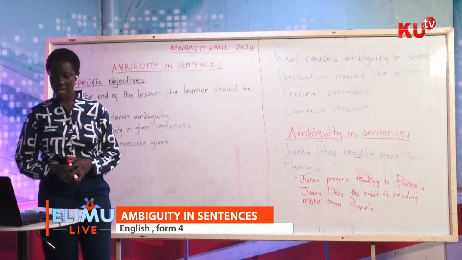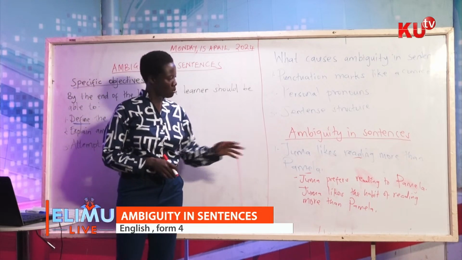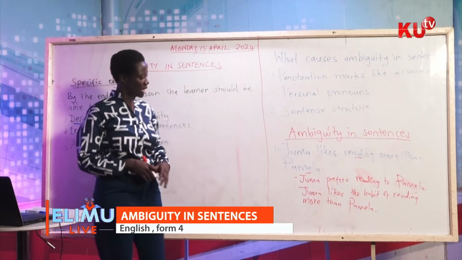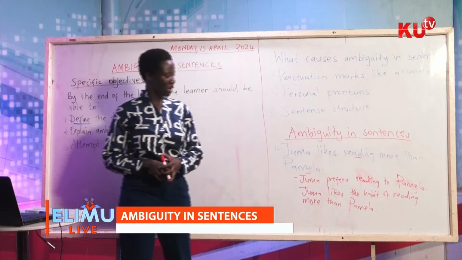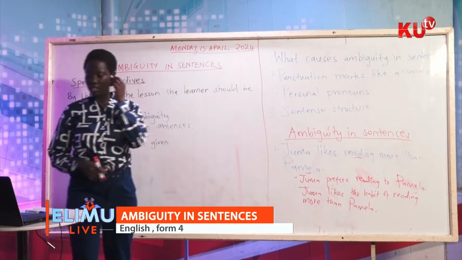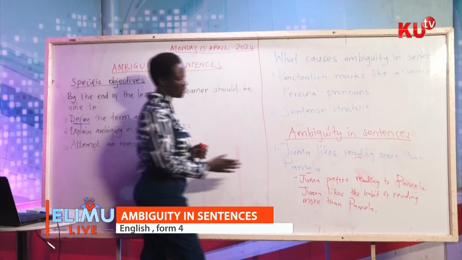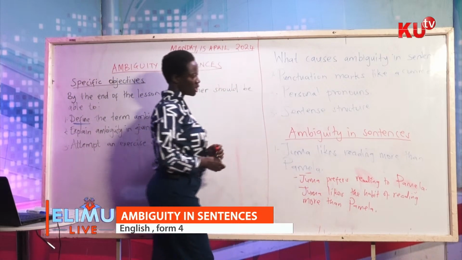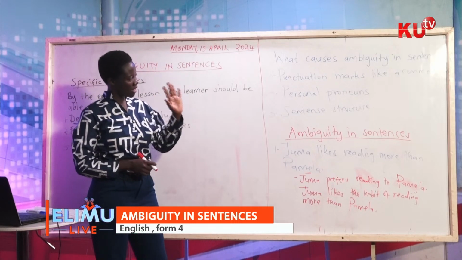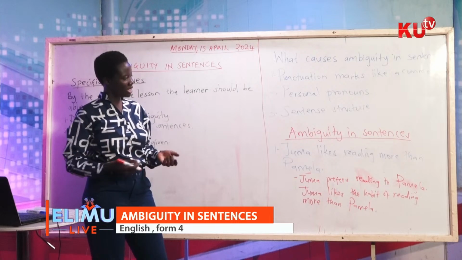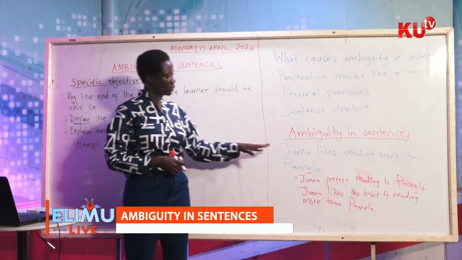Then when you come to the second meaning of the statement, Juma likes reading more than Pamela. The second meaning is that Juma likes the habit of reading more than Pamela. In this case, I want you to look at this sentence as if we have two people. In the first statement, we only have one person distinguishing between reading and Pamela as far as their preference is concerned. But in the second statement, we have two people here.